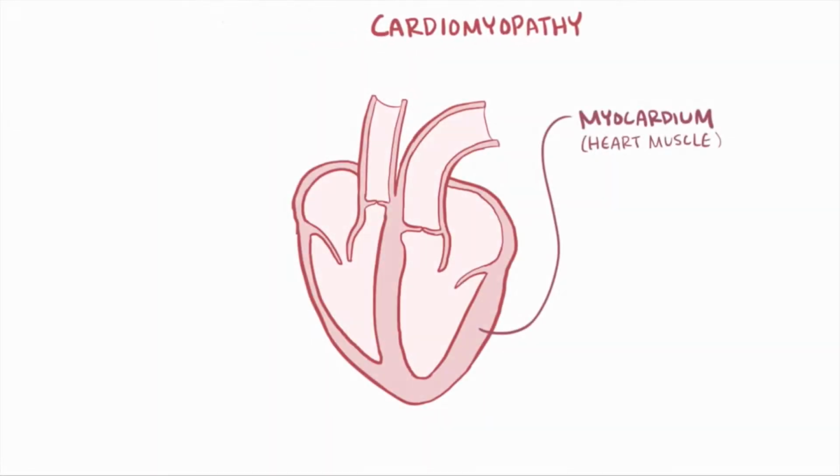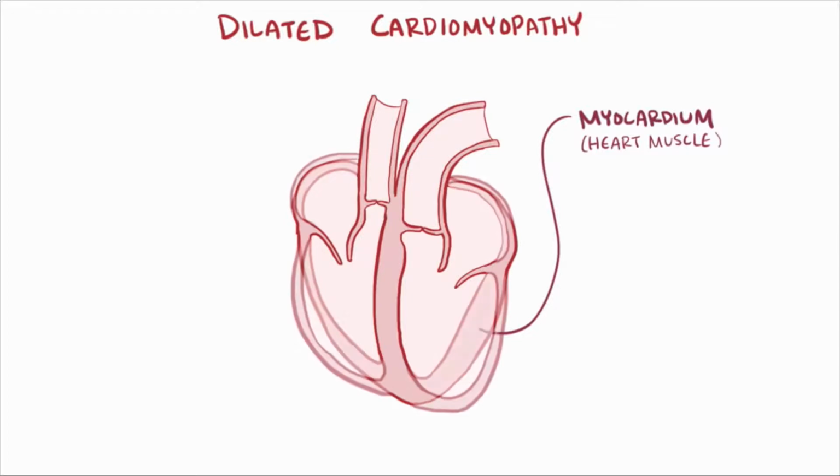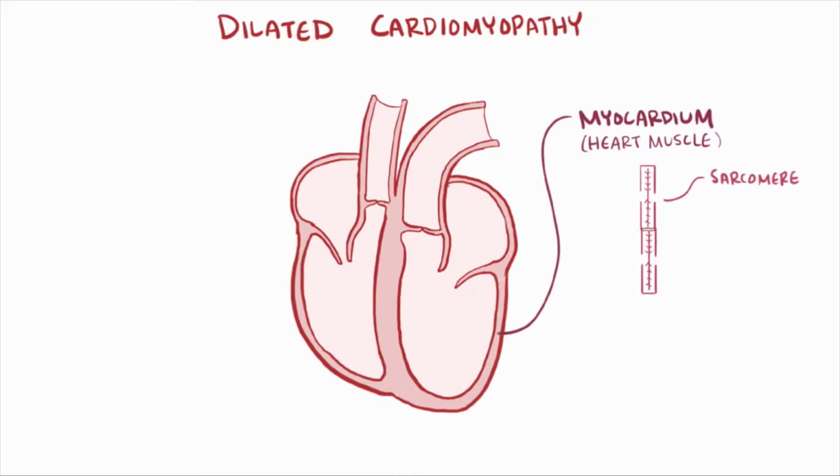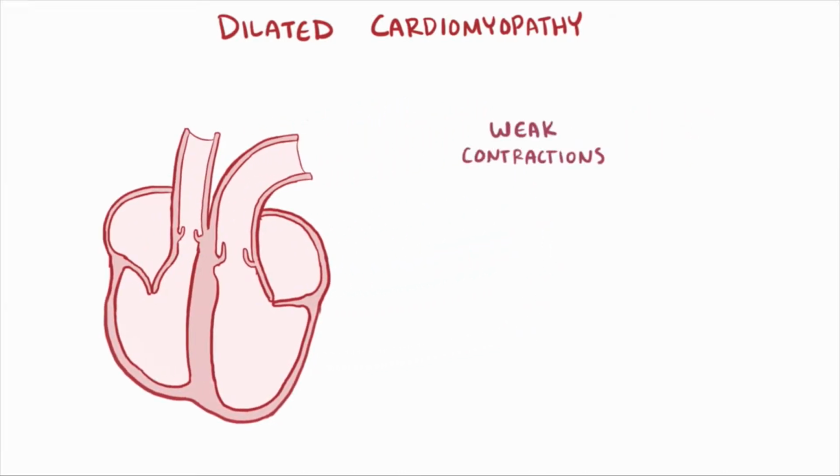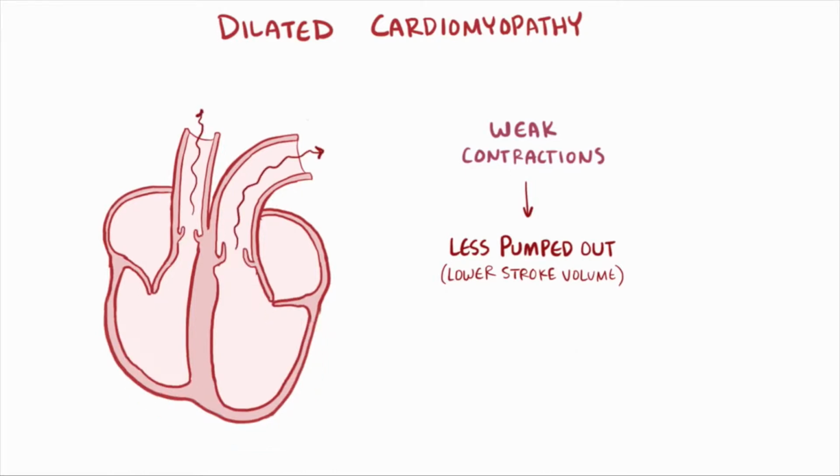Now the most common type is dilated cardiomyopathy, which can cause all four chambers of the heart to dilate, or get bigger. Specifically, new sarcomeres or muscle units in the walls are added in series, and the chambers grow larger, which leaves the walls relatively thin compared to the large chamber size, with less muscle to use for contraction. In other words, they have really weak contractions, which means less blood gets pumped out with each contraction, meaning there's a lower stroke volume.